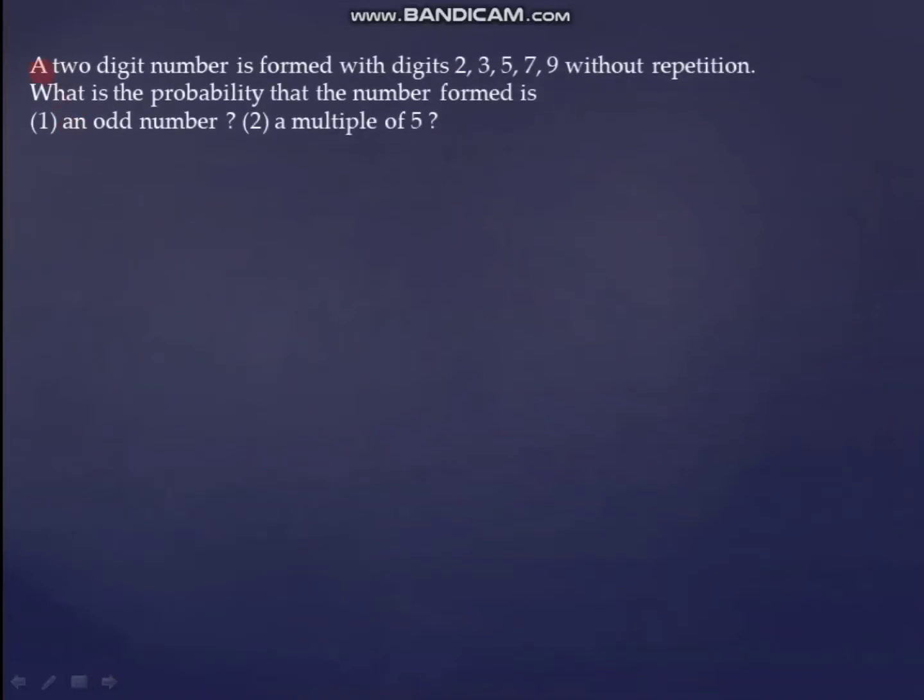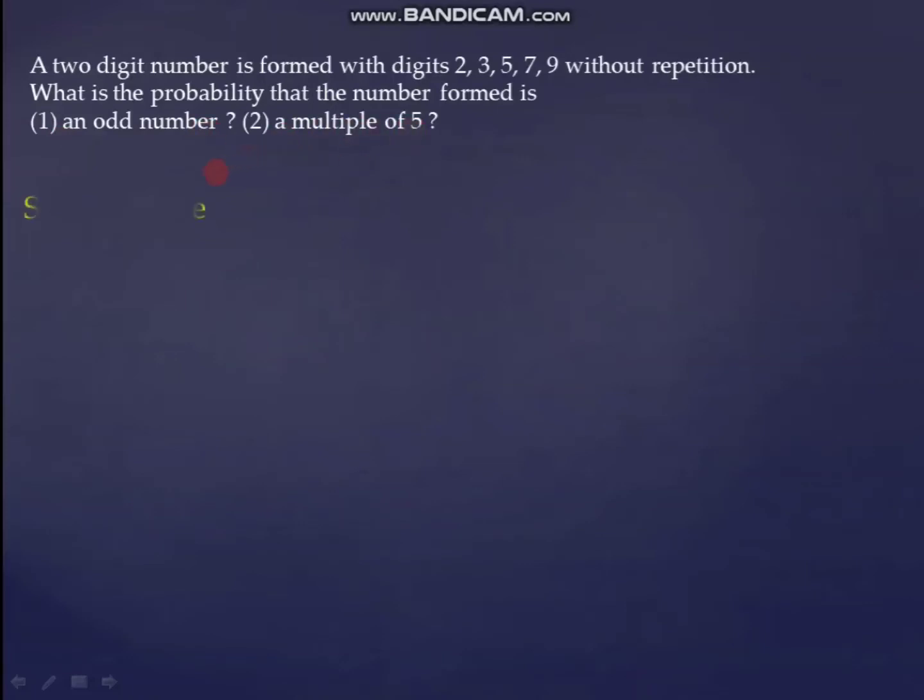Let us have the next problem. A two-digit number is formed with digits 2, 3, 5, 7, 9 without repetition. What is the probability that the number formed is, the first event, an odd number, and the second, a multiple of 5?